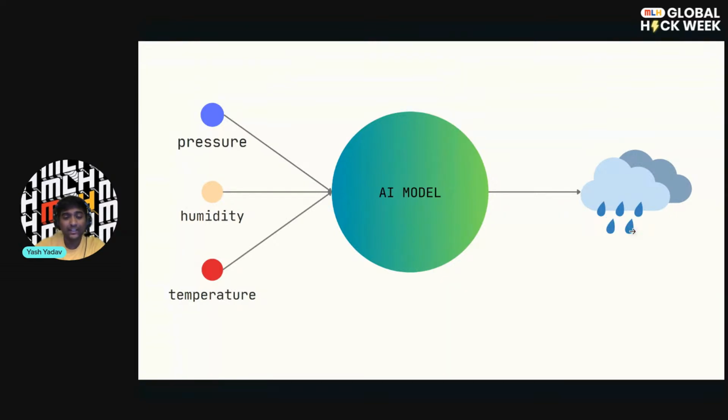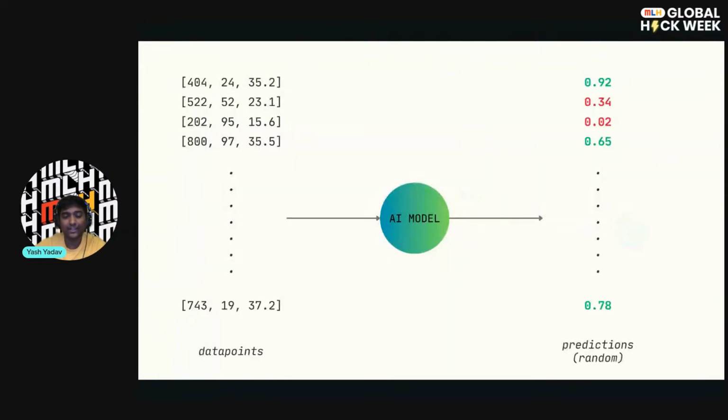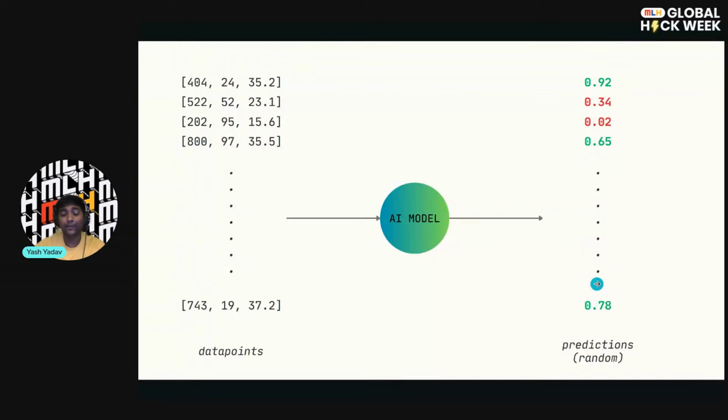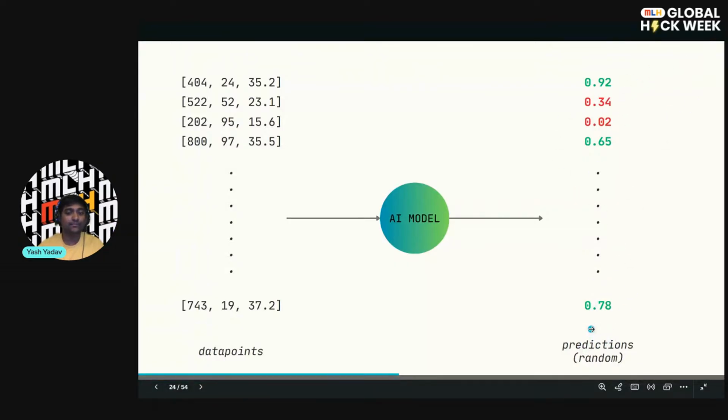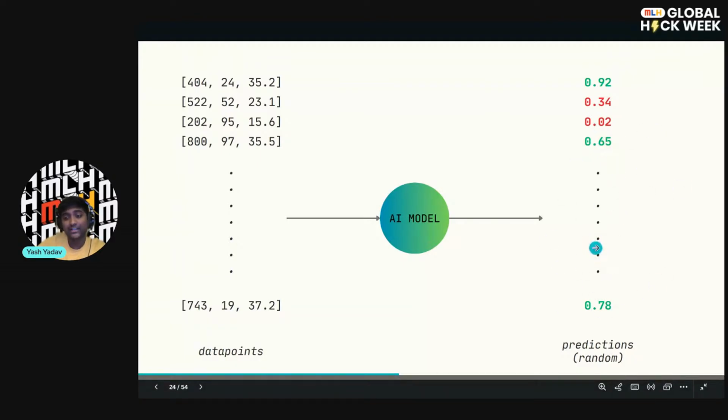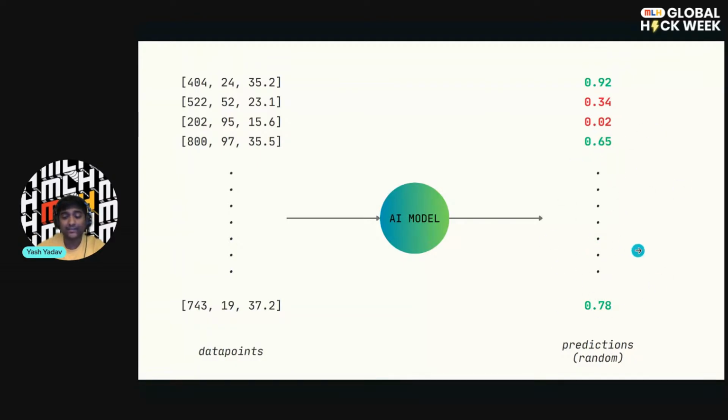Let's see what happens when we put in these values. On the left here, we have a vector, which has the pressure value on the left, the humidity percentage in the middle, and the temperature on the right. We feed it into our AI model, and we get predictions as a probability. We use sigmoid to get probability. But these predictions are completely random because the AI model starts with completely random weights and biases. It doesn't know what it's doing. So we need to somehow train it so that it gets better.